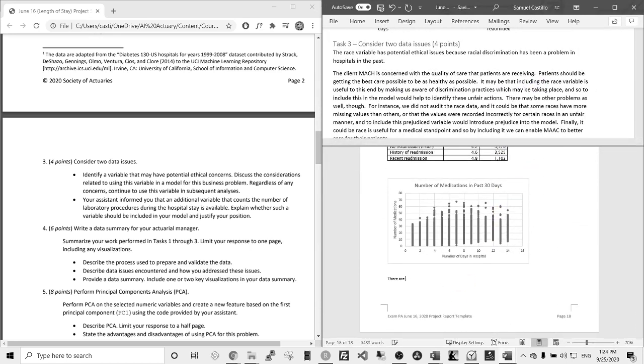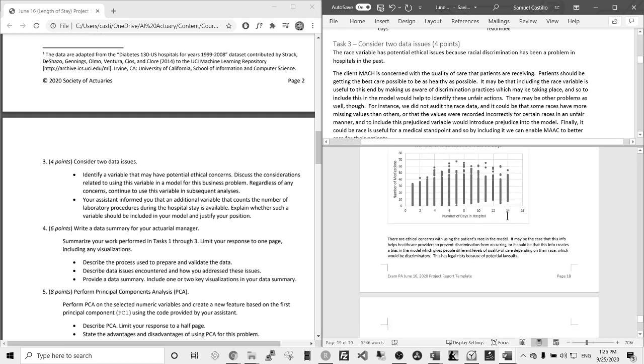So you could say there are ethical concerns with using the patient's race in the model. It may be the case that this info helps healthcare providers to prevent discrimination from occurring, or it could be that this info creates a bias in the model, which gives people different levels of treatment of quality of care depending on their race, which would be discriminatory. So this has legal risks because of potential lawsuits.